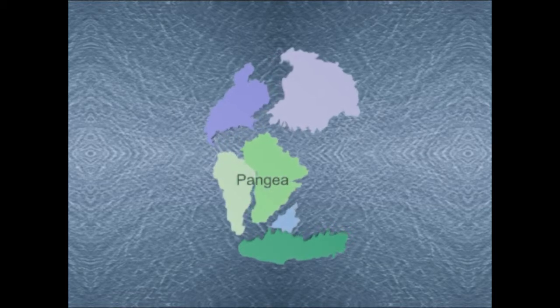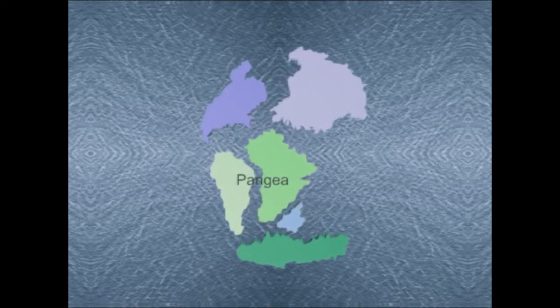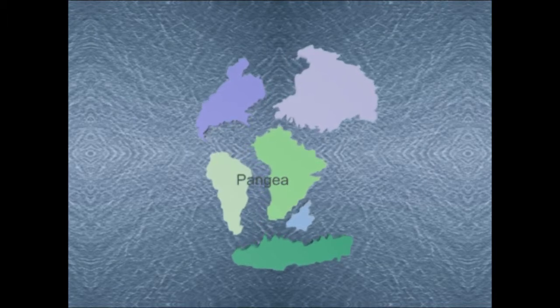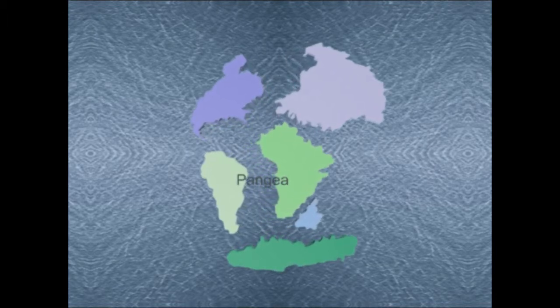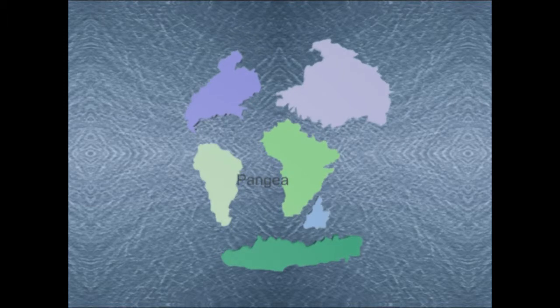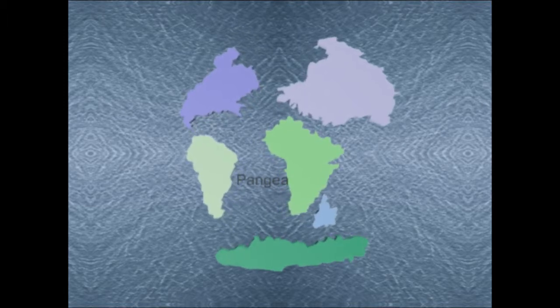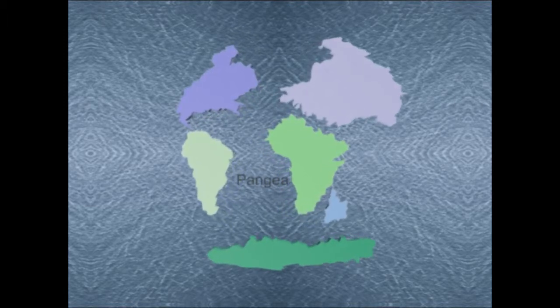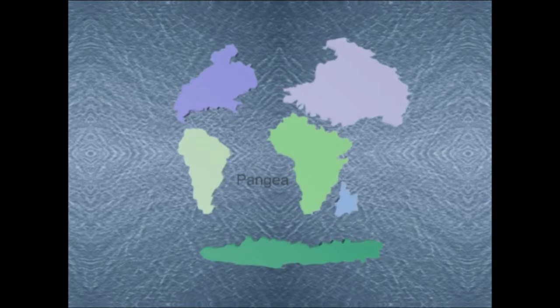The edges of these plates are sites of intense geological activity. Earthquakes, volcanoes, and mountain building can occur when the plates move against each other. Plate tectonics are a combination of two early ideas, continental drift and seafloor spreading.